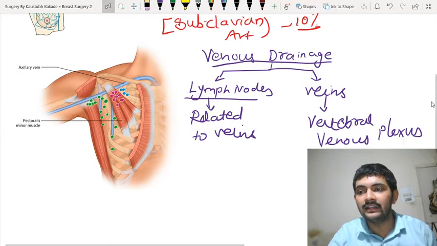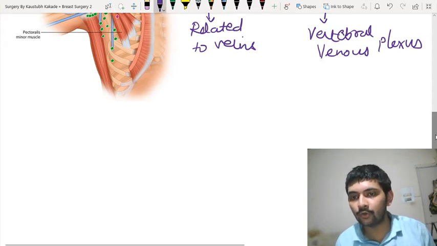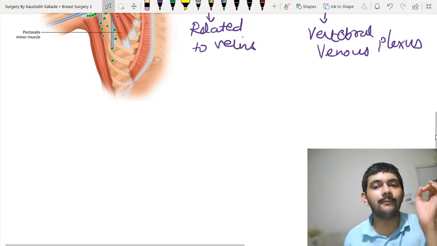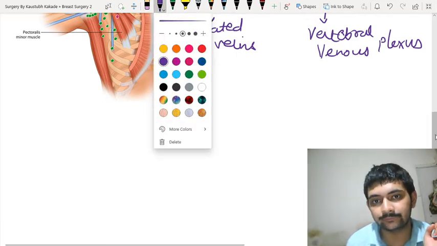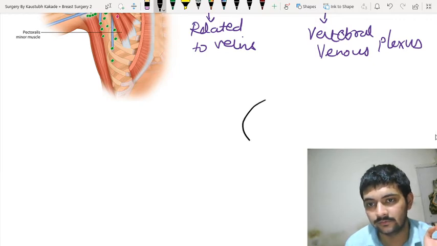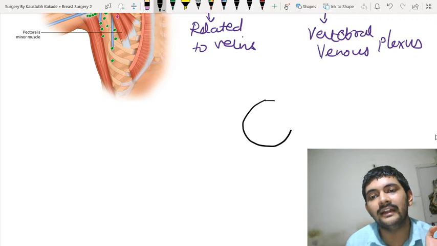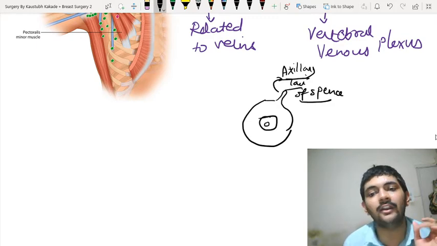Now, how does it communicate with the vertebral venous plexus? That we need to know. It is through the intercostal veins and the branches from the superior vena cava. Suppose this is the breast, in a schematic diagram. This is the axillary tail of Spence, and the nipple areola complex.